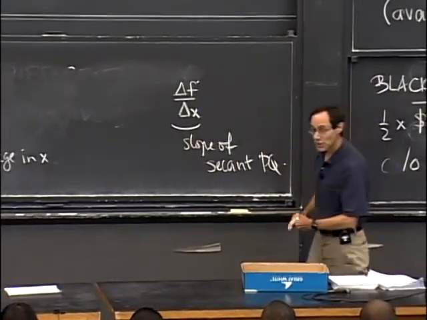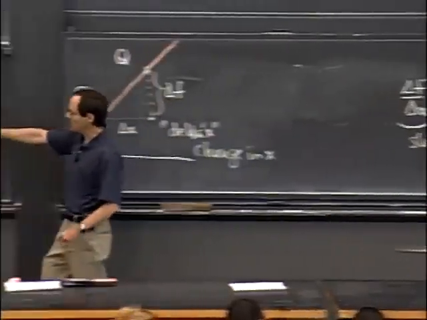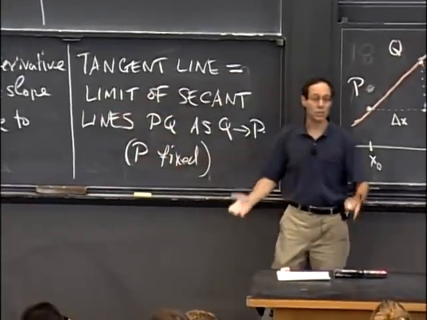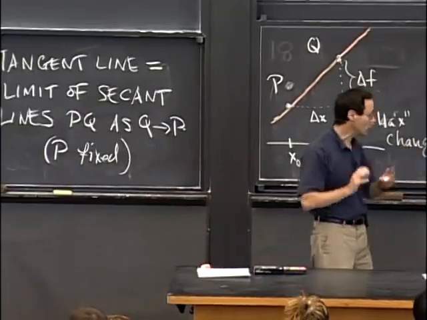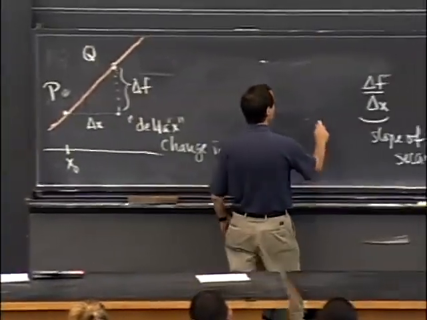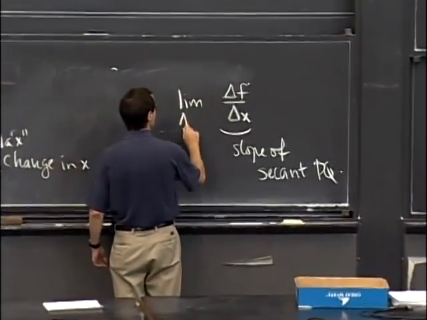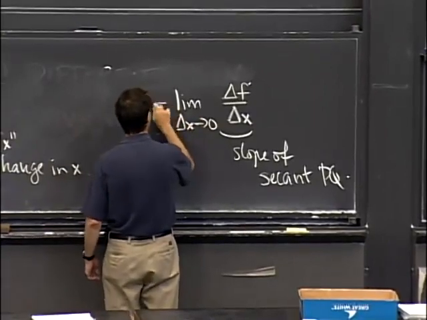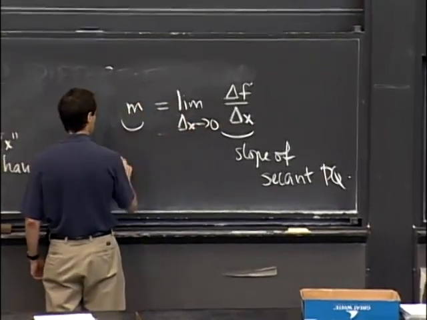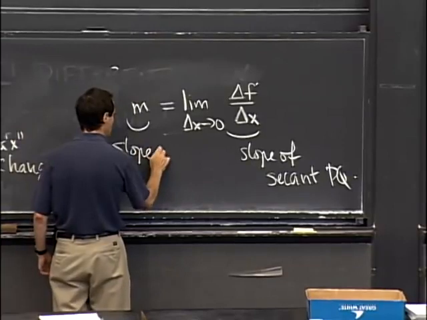And the process I just described over here with this limit applies not just to the whole line itself, but also in particular to its slope. And the way we write that is the limit as delta x goes to 0, and that's going to be our slope. So this is the slope of the tangent line.